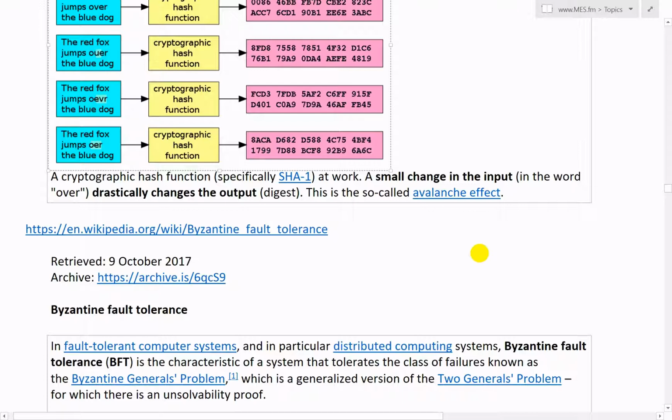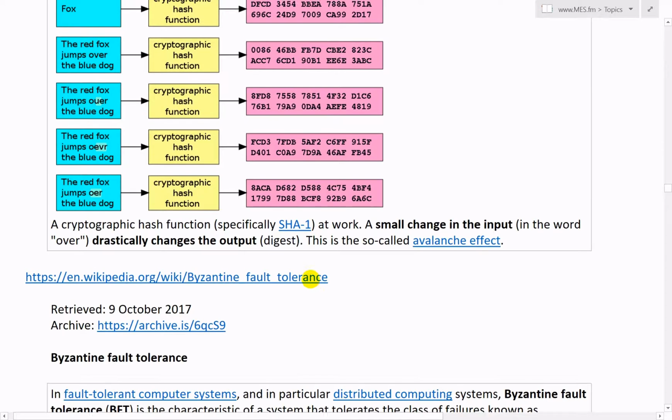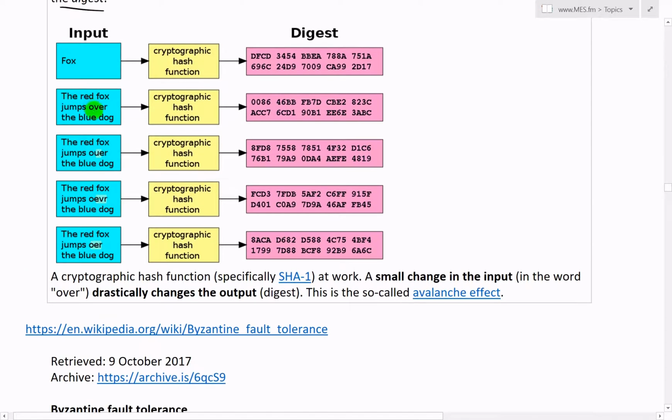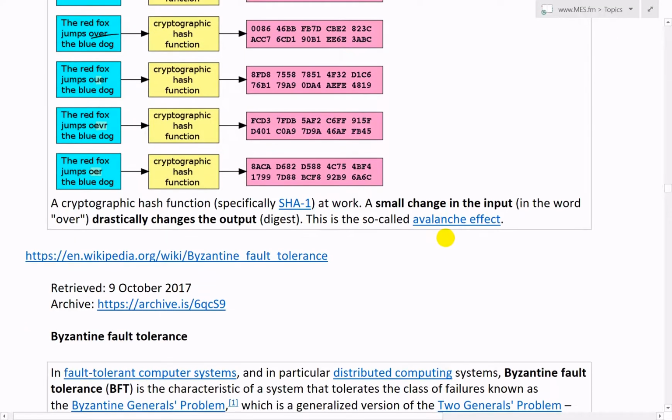So for a cryptographic hash function, specifically SHA-1, a small change in the input, the word over, changes the output drastically. If you just change over to OEVR, like this, there's the change right here. The red fox jumps over, with this one spelled differently, and then you get a bunch of different stuff like that. So yeah, it's very interesting stuff. It drastically changes the output or digest.